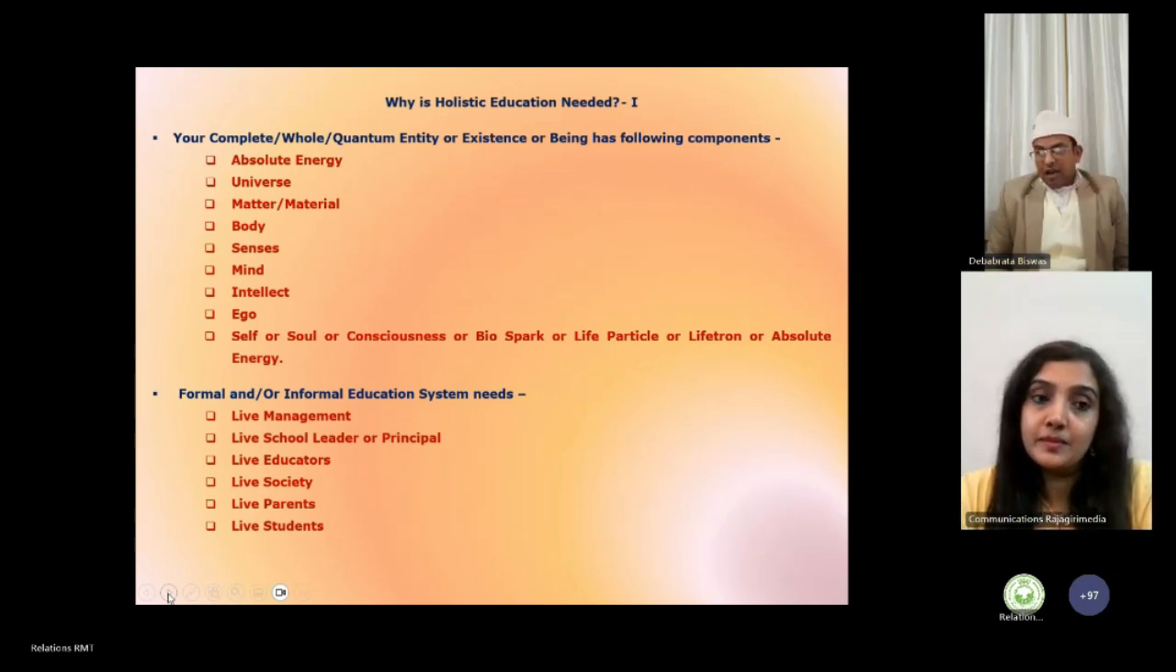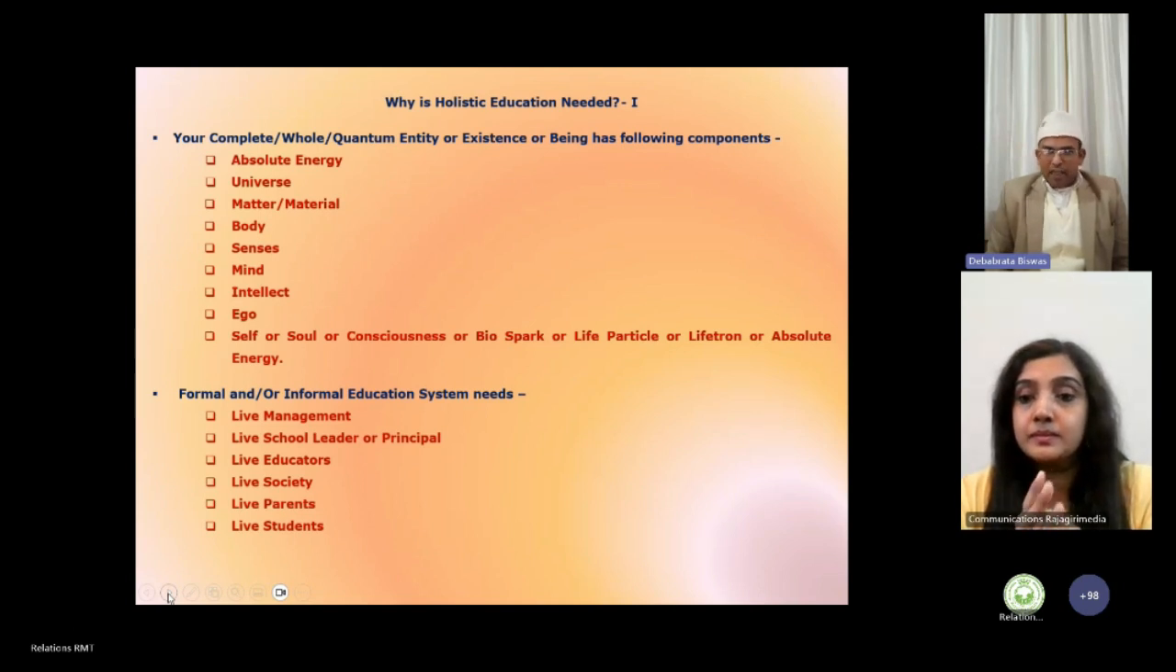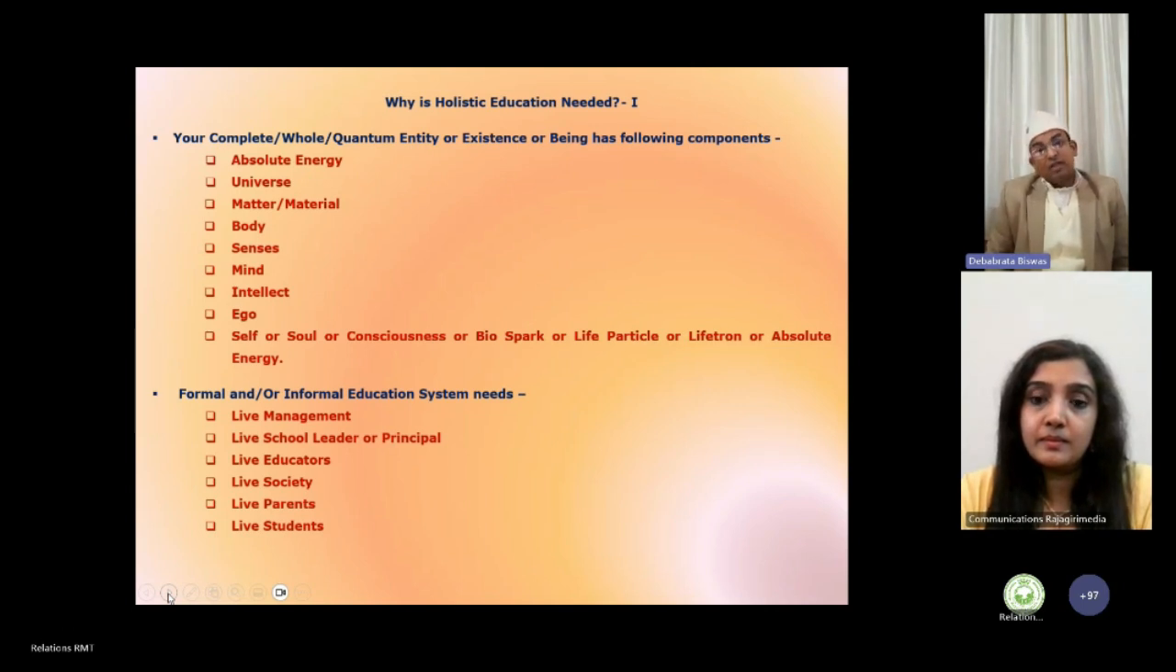Next is what the formal or informal education system needs. Now a very important question to all the participants: we have seen that the first component is absolute energy and the last component is also soul or consciousness. Now the question is, can any education system be run by a management where the board of directors are dead, where a dead principal is appointed, the teachers are dead, society dead, parents dead, and students dead? Will you give admission to a dead student?